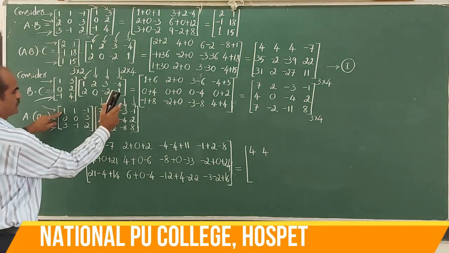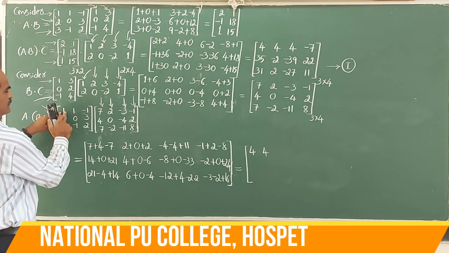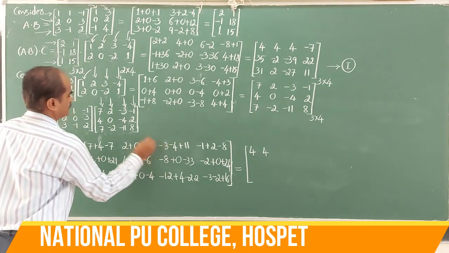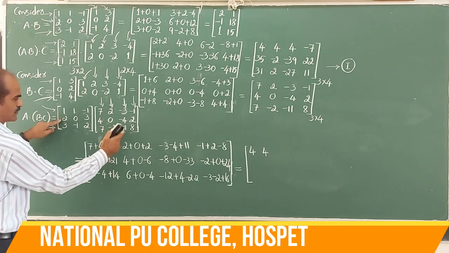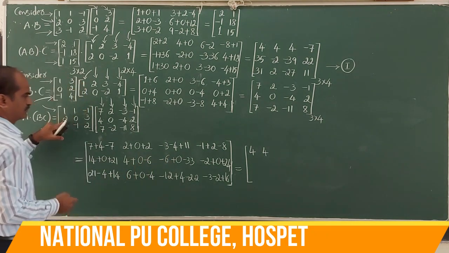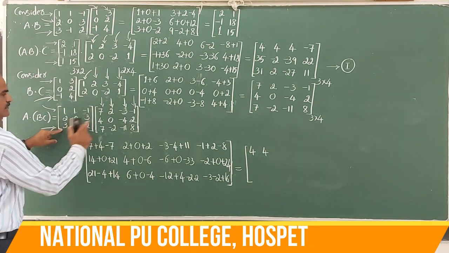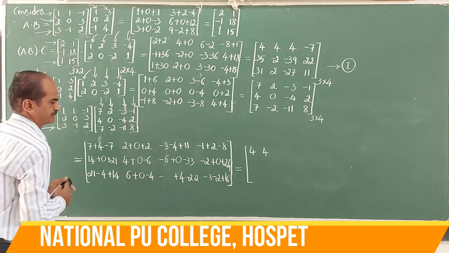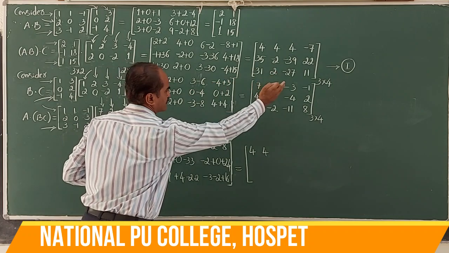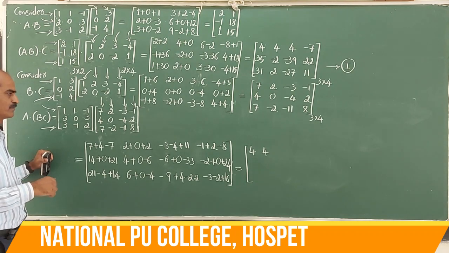While taking first row, third column entry: 1 into minus 3, this should be minus 3. Rest of the elements are correct. Second row, third column, 2 into minus 3, it should be minus 6. Then third row, third column entry, 3 into minus 3, it should be minus 9. So instead of writing 3 minus 6 minus 3, I wrote minus 4. So all these third column elements went wrong. No problem with the others.